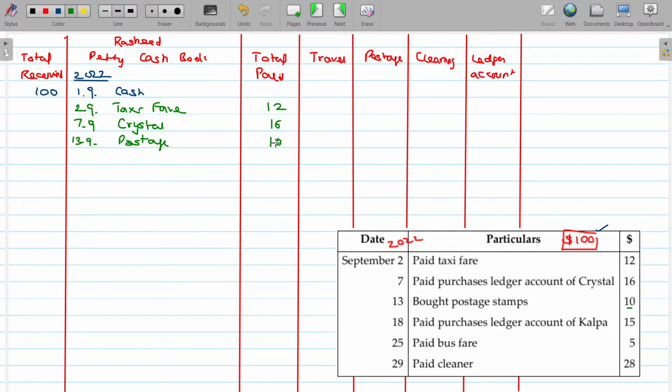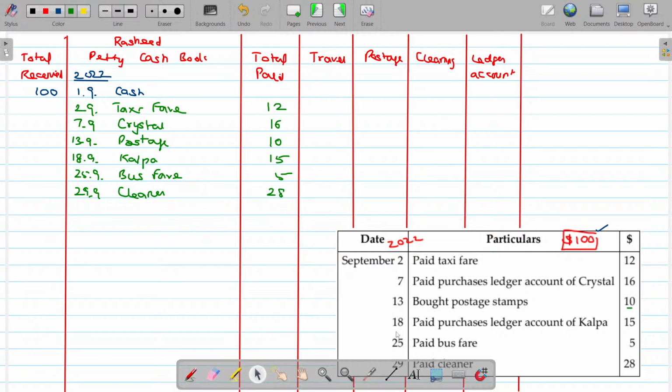10. Paid purchase ledger account Kalpa. So we have made a payment to Kalpa, the value being 15. And paid bus fare on 25th September. The bus fare being $5. Paid cleaner charges 29th September. Cleaner payment, the value being 28.